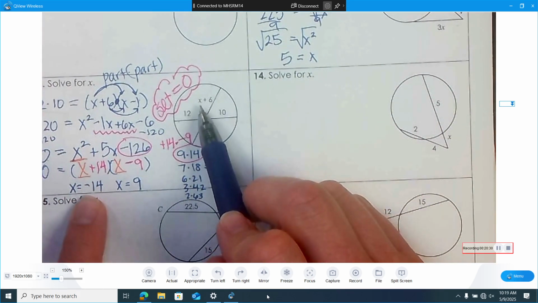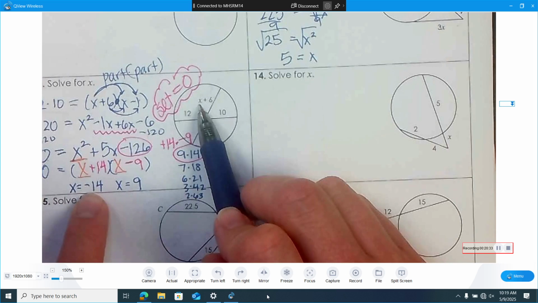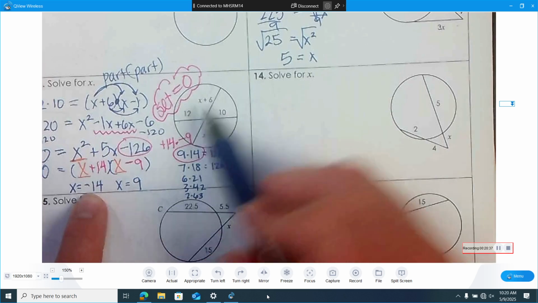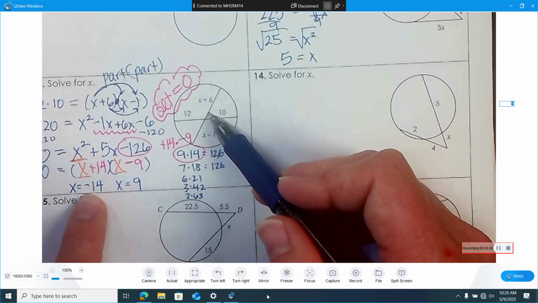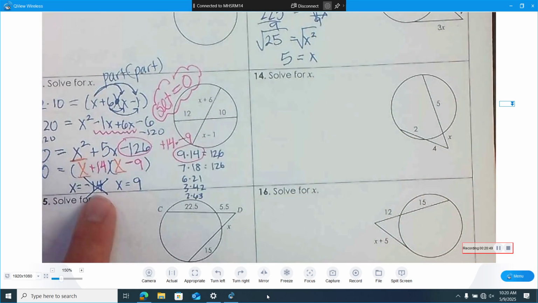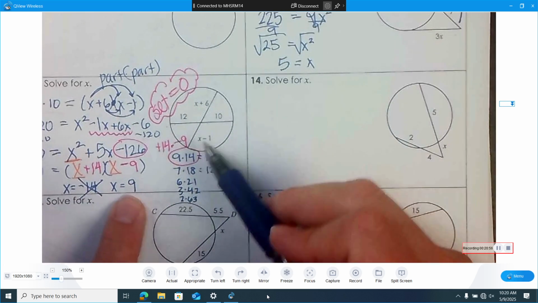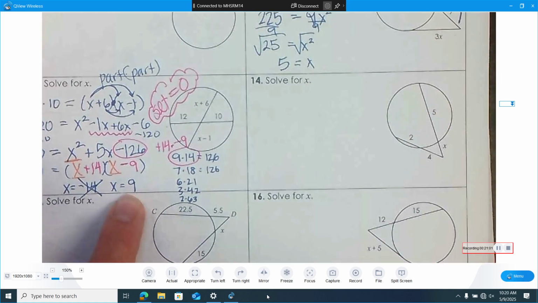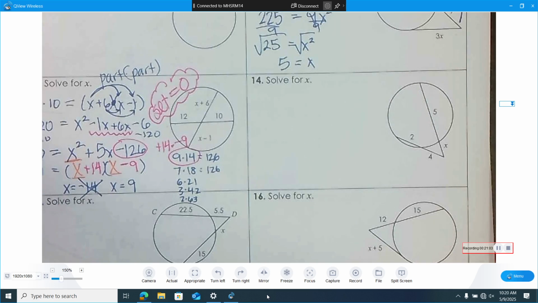If I plug in negative 14 plus 6, that is negative 8. Does that make sense? Can a length be negative? No, that makes no sense. And negative 14 minus 1 is negative 15. That really doesn't make sense at all. We cannot have lengths that are negative. So I need to get rid of that answer because it does not make sense in the context of this problem. Okay? 9 is fine. 9 minus 1 gives me a length of 8 and 15. So check your answers. Make sure they make sense.